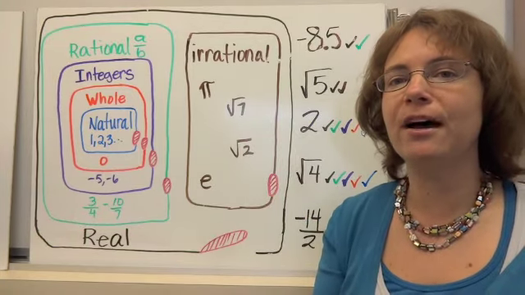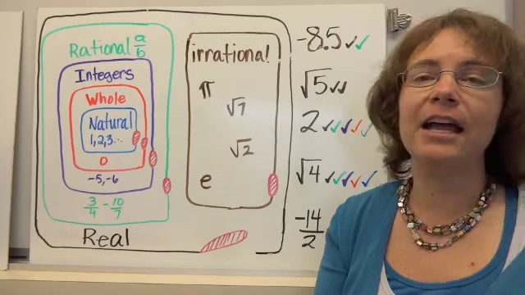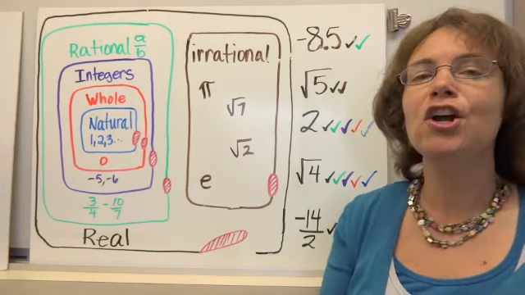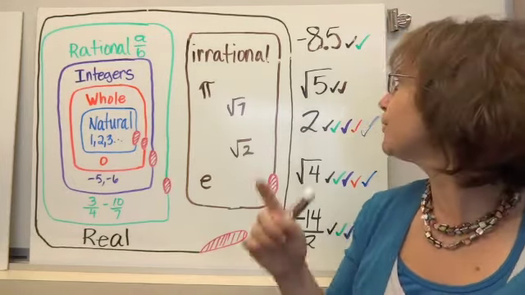Let's look at the next one. Let's look at square root of 5. Now, square root of 5 is a decimal number, but the decimal goes on forever. There's no repeats in there. Your calculator will actually round it if you push square root of 5 on there.